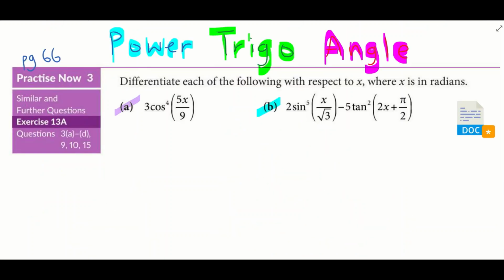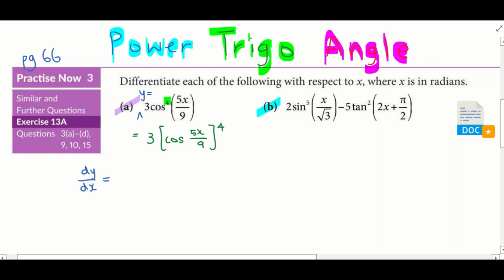Let's come to these questions, page 66. Let's start with question A first. You see, I have a power 4. Remember, simplify it. What will I do to simplify? I'll be very careful first. I will bring it out first. And my power 4 only applies to the cosine.